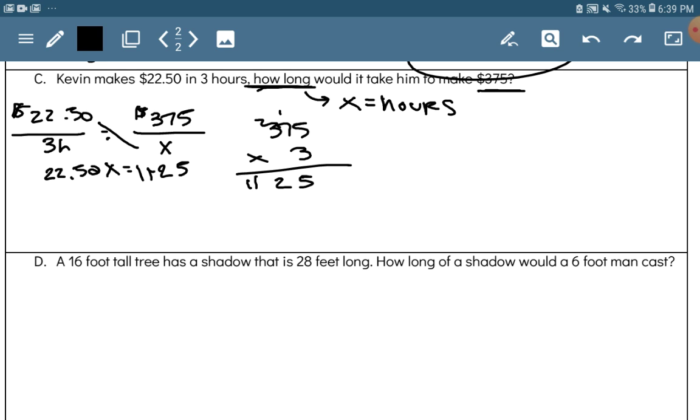I need to get x alone. In order to do that, I need to divide by the number attached to x. So this time I'm dividing by 22.50. 22.50x divided by 22.50 is just x. They cancel each other out. We've got to figure out the other problem, though.